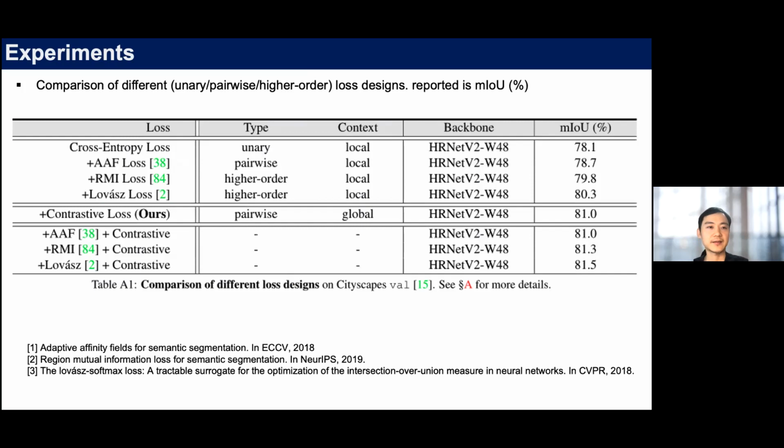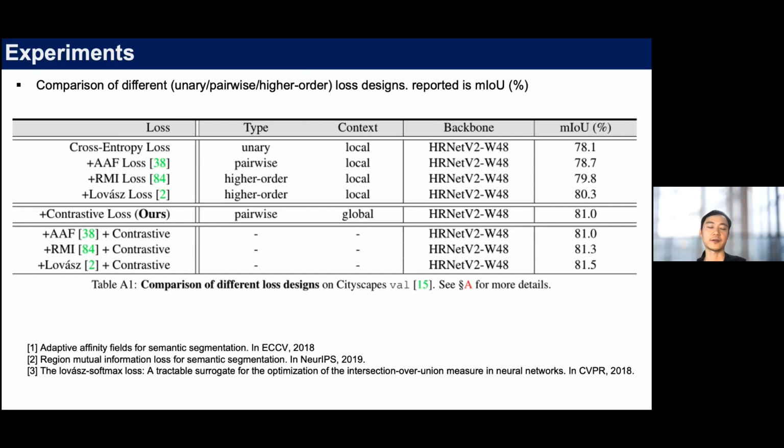Okay, this table compares modern loss functions. Here we consider four losses. The first one is the cross entropy loss. As we have discussed earlier, cross entropy loss is a unary loss. It treats each pixel individually. The second one is AAF loss. This is a pairwise loss. It only considers the relation between each pixel pair.